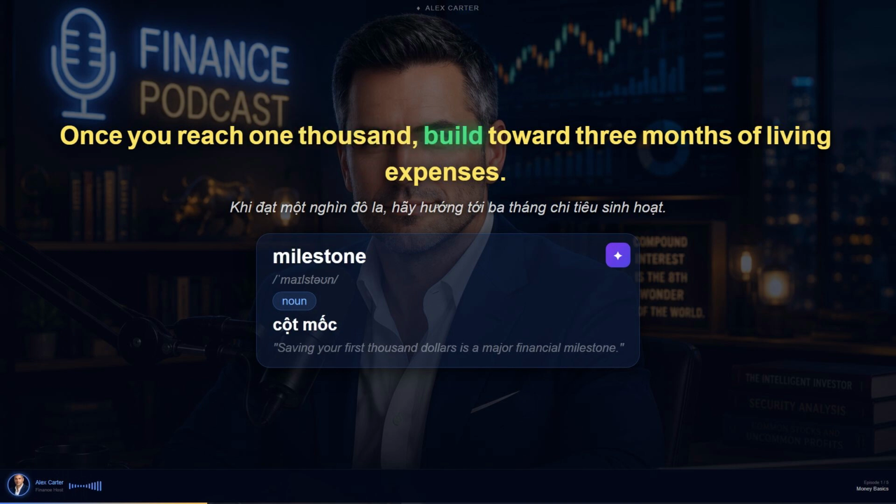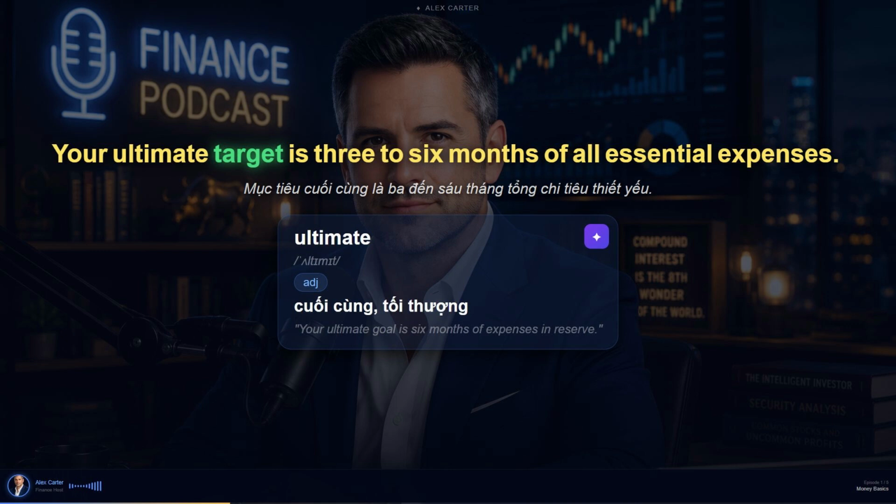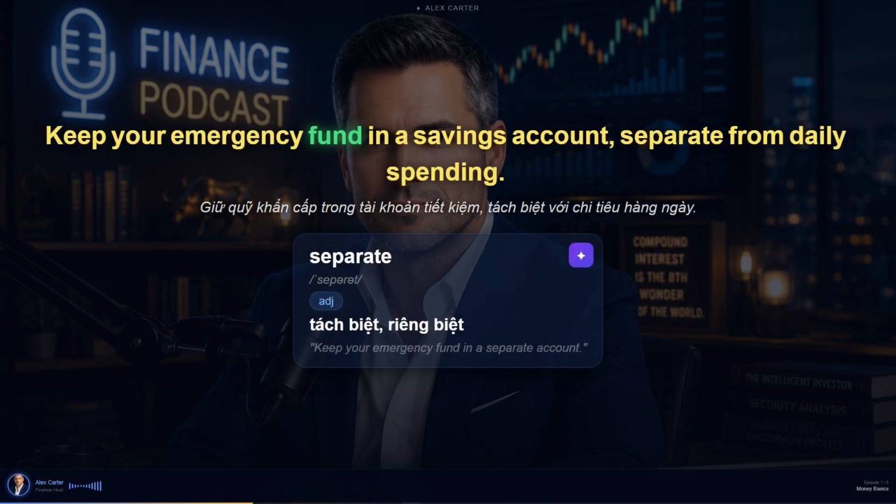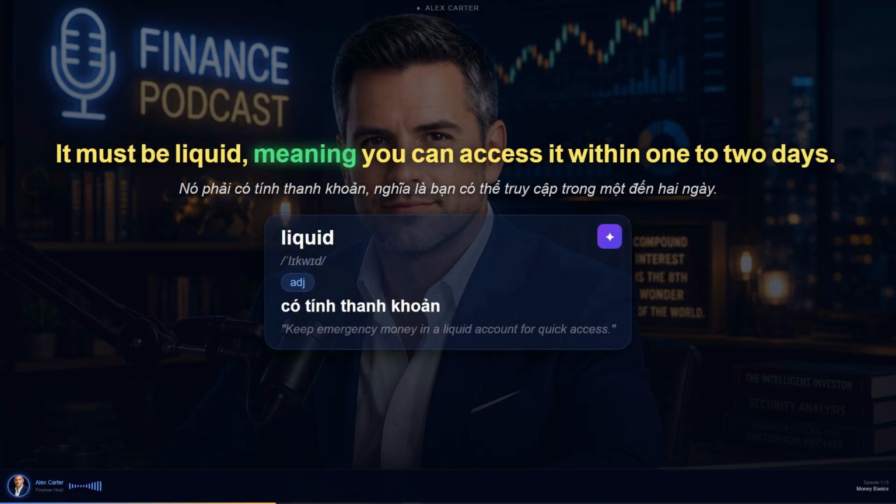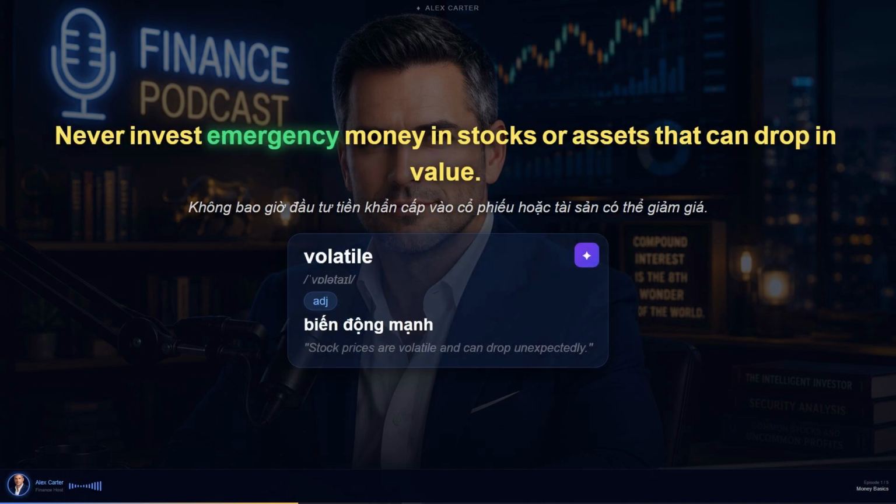Once you reach $1,000, build toward 3 months of living expenses. Your ultimate target is 3 to 6 months of all essential expenses. Keep your emergency fund in a savings account, separate from daily spending. It must be liquid, meaning you can access it within 1 to 2 days. Never invest emergency money in stocks or assets that can drop in value.